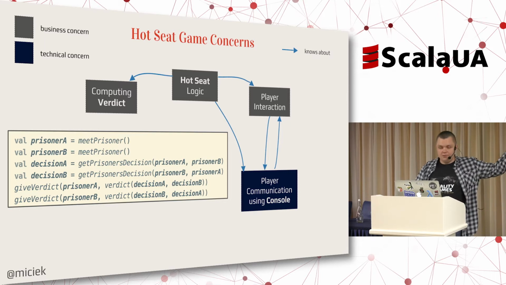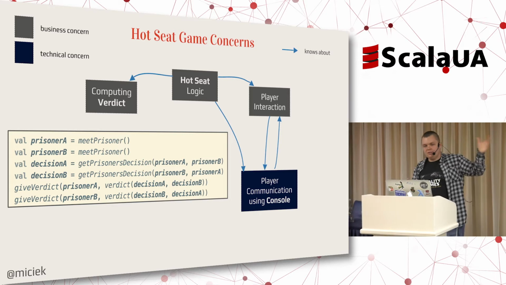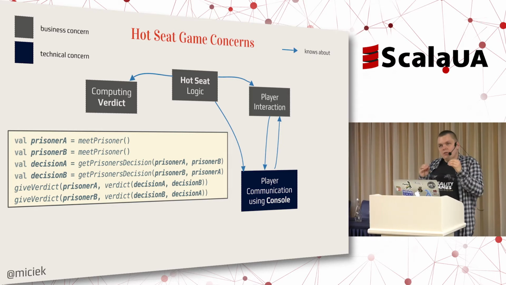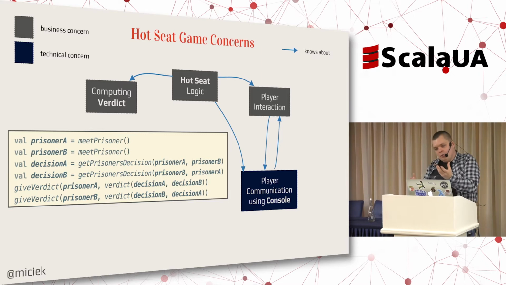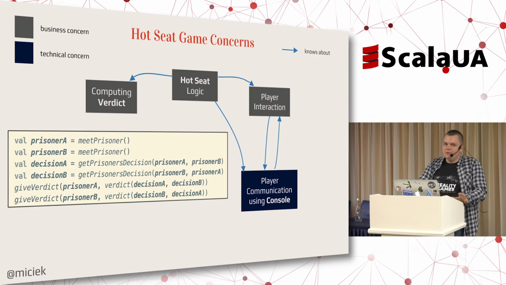So we are computing the verdict concern, which is this pure function, right? Getting the 2 decisions and then providing the verdict. And player interaction, that means that we want to ask players something and we want to get decisions from them, without concerning ourselves with the technical implementation, which is the 4th concern, player communication using console.